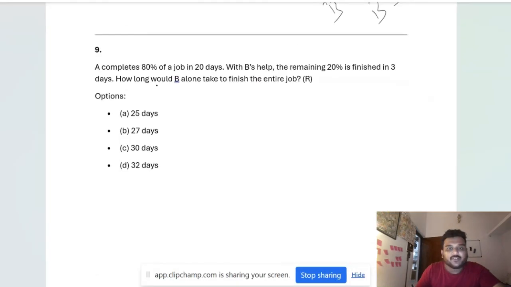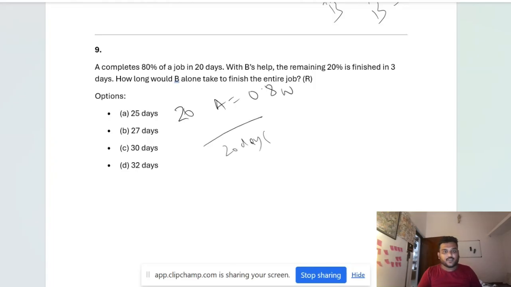A completes 80% of the job in 20 days. So this time it is saying 20 days. A is doing how much? 80% of the job. With B's help, the remaining 20% is finished in 3 days. So for 20 days, only A was working, and for the next 3 days, in fact, I should show it smaller for better understanding.